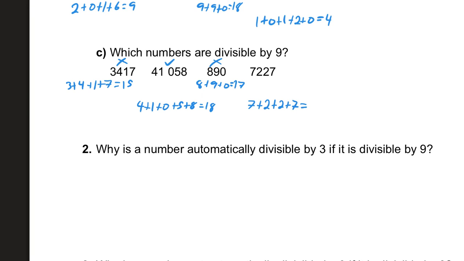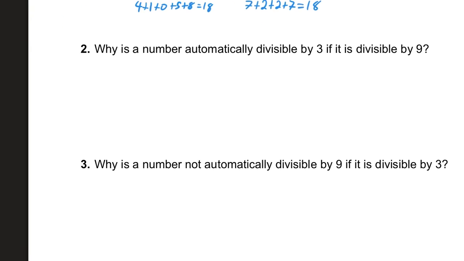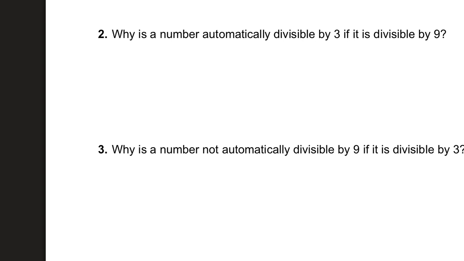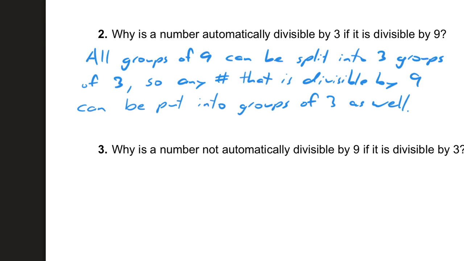We've got 9 plus 9, which is 18, and that is divisible by 9, so that one is divisible by 9 as well. So it says, why is a number automatically divisible by 3 if it is divisible by 9? And I might say something like this. All groups of 9 can be split into 3 groups of 3, so any number that is divisible by 9 can be put into groups of 3 as well.